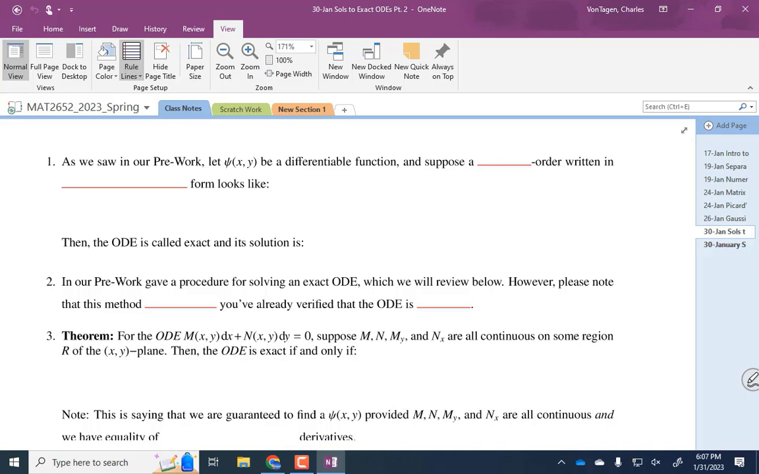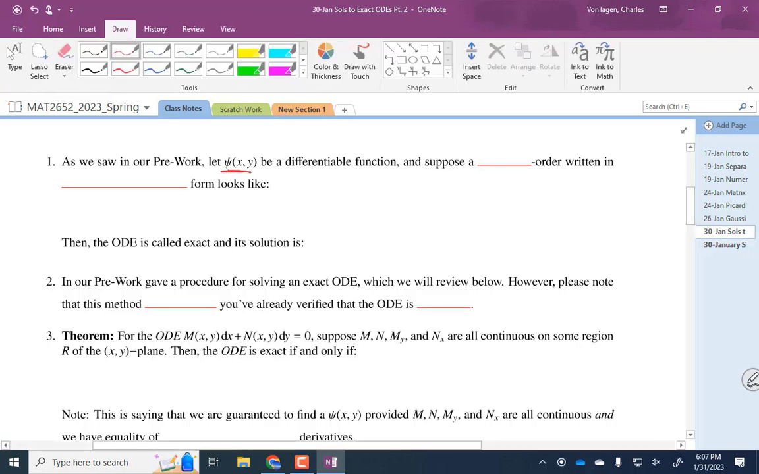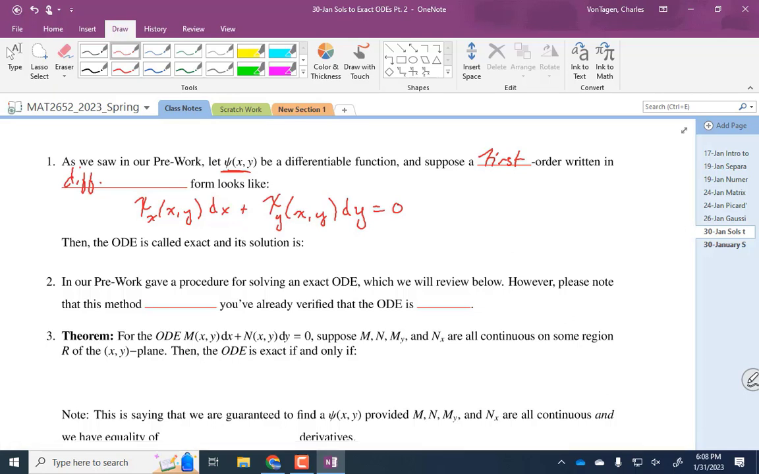Okay? So in our pre-work, we saw that, say we started with a function psi sub xy. It's a differentiable function. And suppose we have a first order ODE written in differential form. So it looks like psi sub x of xy dx plus psi sub y of xy dy equals 0. So that's that differential form. Here, notice this is playing the role of M, this is playing the role of N. So we saw that this is an exact ODE.